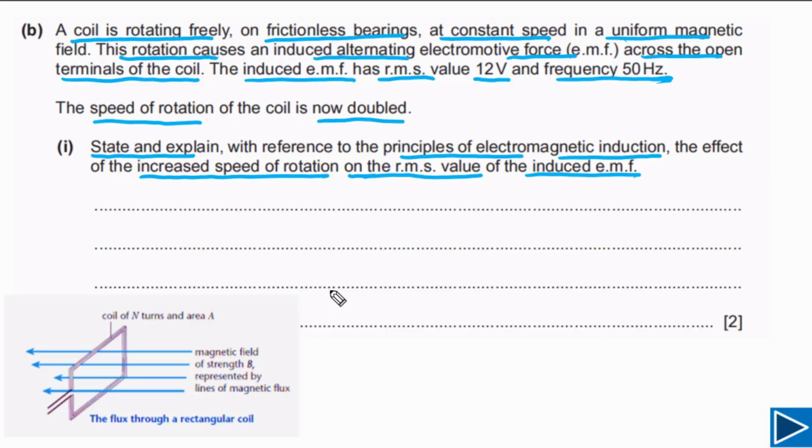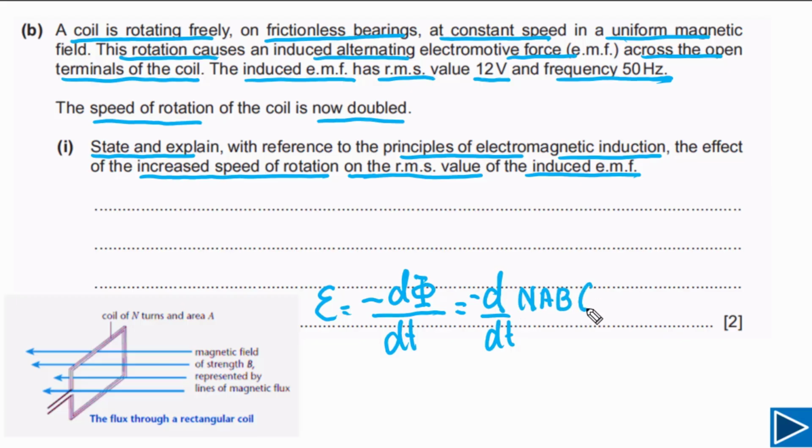Let's try to find the relationship between induced EMF and rotation of the coil. EMF is equal to the rate of change of magnetic flux linkage. That magnetic flux linkage is equal to NAB cosine theta. In this case, theta is equal to omega t. Why am I using omega here? Because we need to find the relationship between rotation, the angular speed of the coil, and EMF. So that's the reason I replace angular displacement with angular velocity.